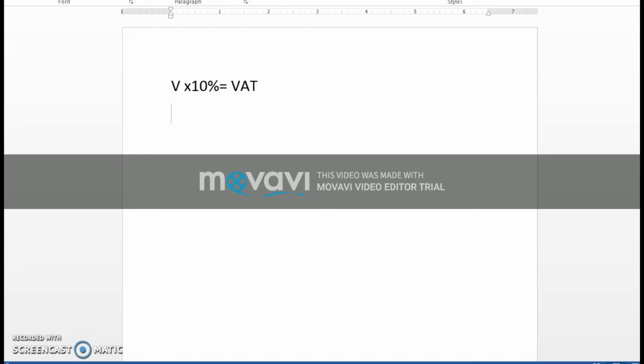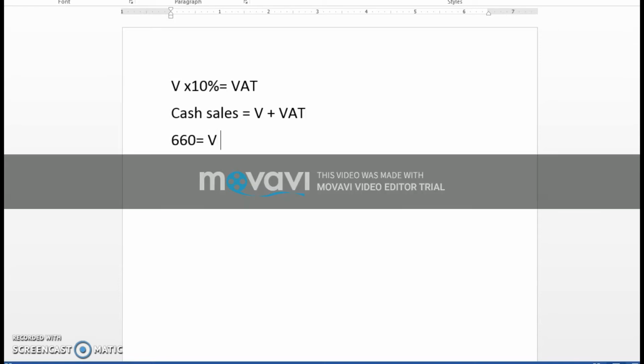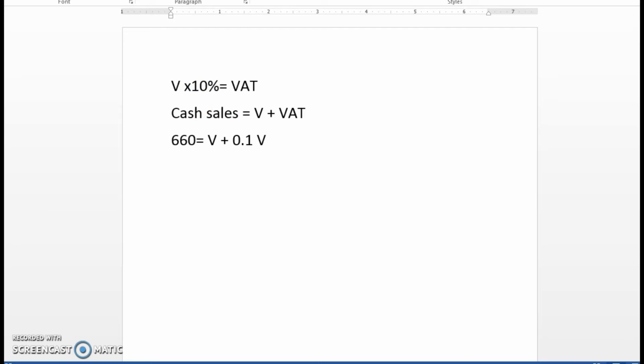So when it comes to cash sales, the way we calculate is the value of V plus the VAT. So now we know that it is 660 and we do not know V, but we know that VAT is 10% of V, that is 0.1 V. So to solve V, what we have to do is we have to divide 660 by 1.1.